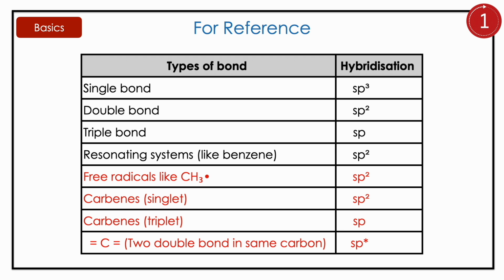Initially, I have given a reference. This will help you to identify the hybridization. If you need it, you can take a screenshot. Use the table to identify unknown molecules. The highlighted ones, free radicals, carbenes, singlet and triplet, and allene types are important. We will see all those things very shortly.